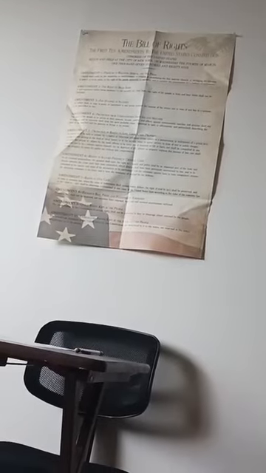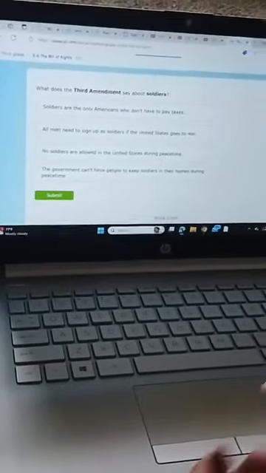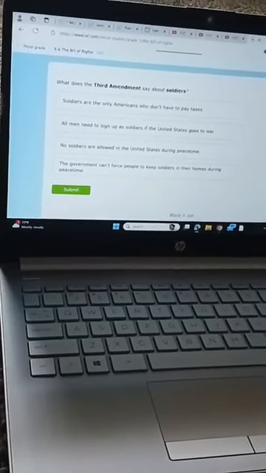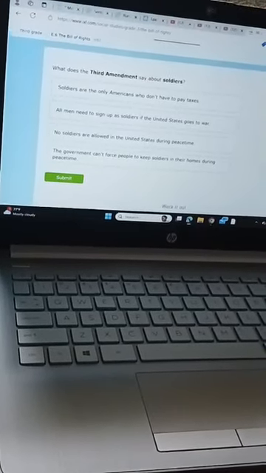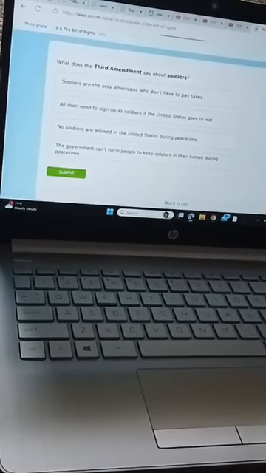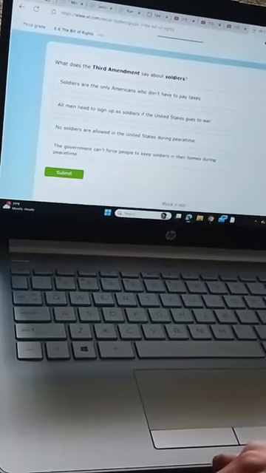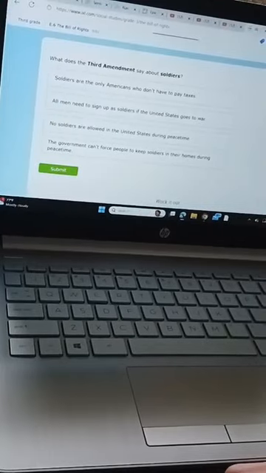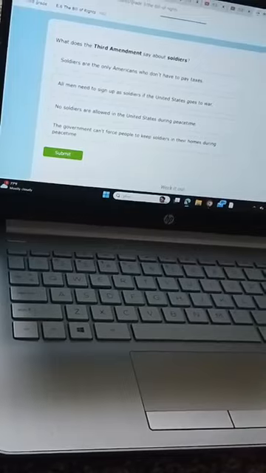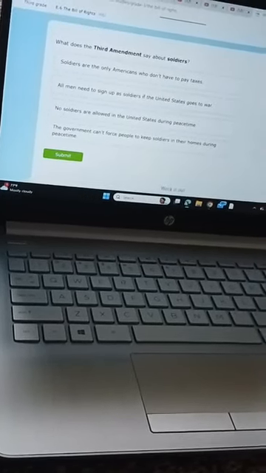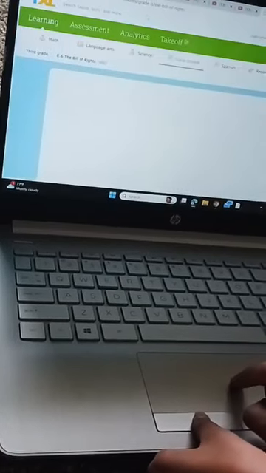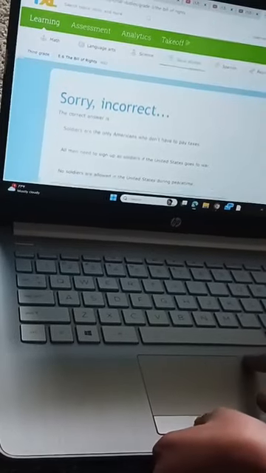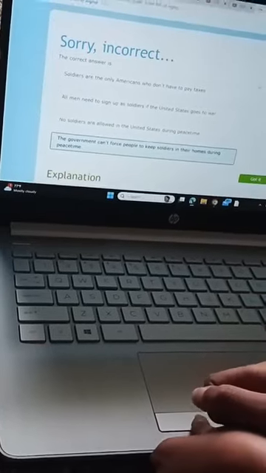And if you need help with any of these things, the amendments are right up there. So you can go ahead and read the Bill of Rights or the 10 amendments to help you complete these, okay? All right. So what does the Third Amendment say about soldiers? So that's what the Third Amendment is. Okay.